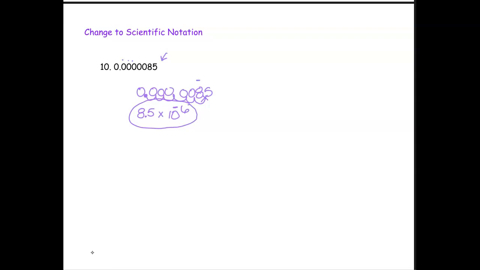So don't forget there's a should do for this activity, which is the interactive practice for scientific notation, and then there's an aspire to, which is an extra practice page.